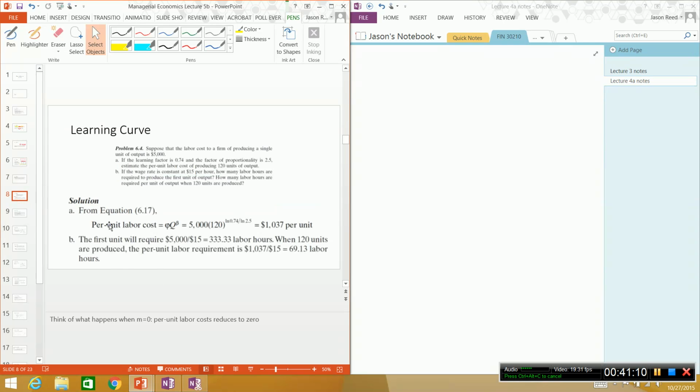So for us, now what we're going to do is look at the per unit labor cost, and that's going to be this gamma factor. Gamma is equal to phi. Phi was, for us, 5,000, so we plug in 5,000. We're looking at the 120th unit of output, so that's Q. And then we create this ratio. We have Q to the beta, where beta is the natural log of 0.74 divided by the natural log of 2.5. Crunch these numbers out in a calculator, and you get a per unit cost of 1,037.